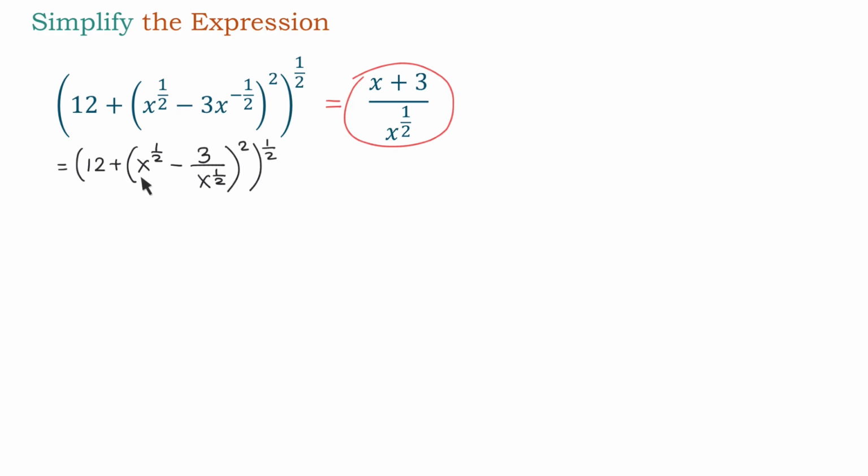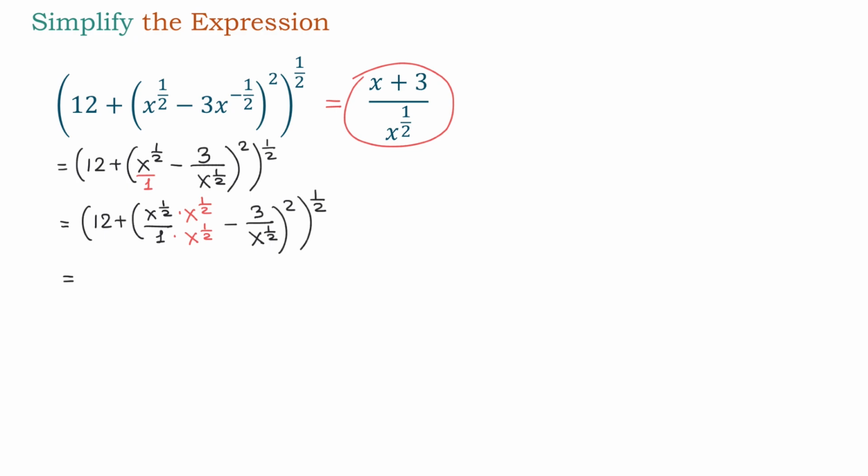Instead, we will start by writing this expression as a single fraction. If we write the first term over 1, then we can say that the least common denominator is x to the 1/2. So then we will have 12 plus x to the 1/2 over 1. Then we will multiply both the numerator and the denominator by x to the 1/2. Then we will continue with minus 3 over x to the 1/2 squared and to the 1/2.